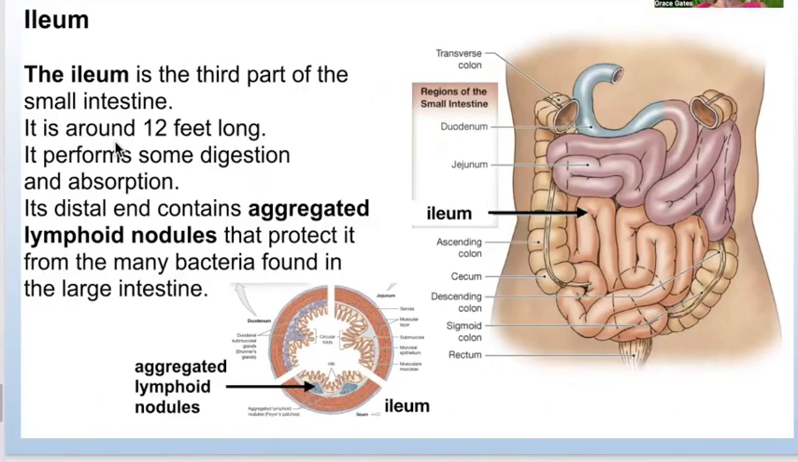The ileum is the third part of the small intestine. It's around 12 feet long, but you can remember 10 if it's easier, and it performs some digestion and absorption. Its distal end contains aggregated lymphoid nodules that protect it from the many bacteria that are found in the large intestine. Now, by aggregated, they mean like clumped together. Like an aggregation is like a clumping together.